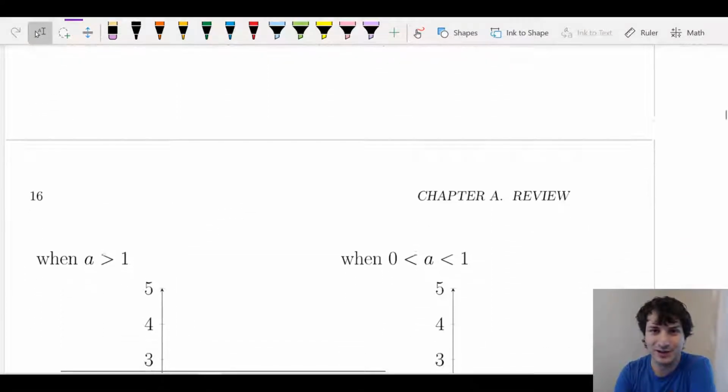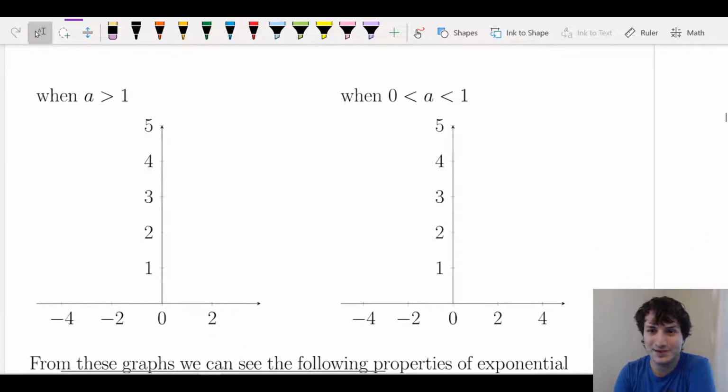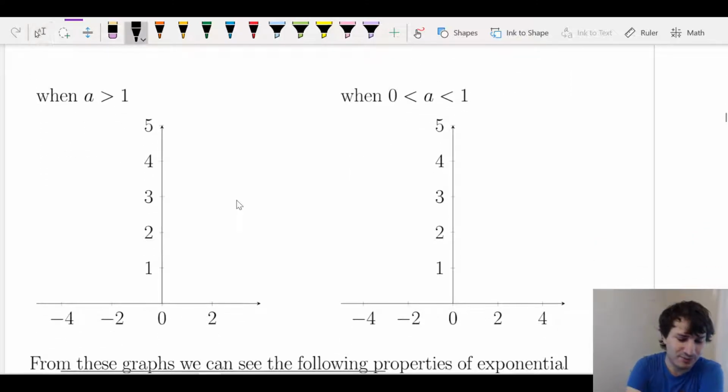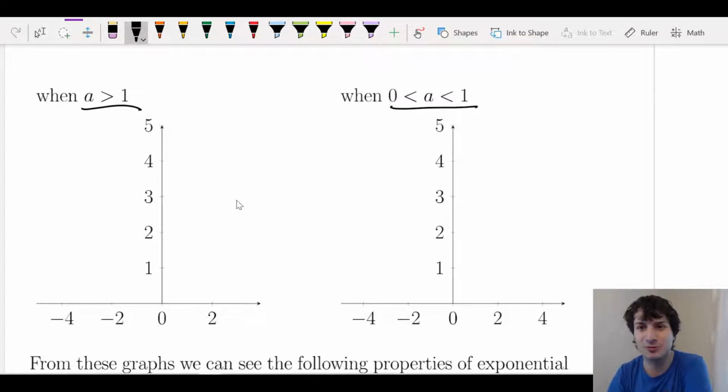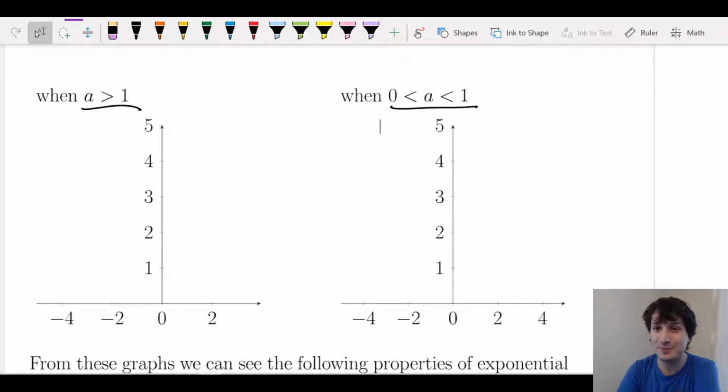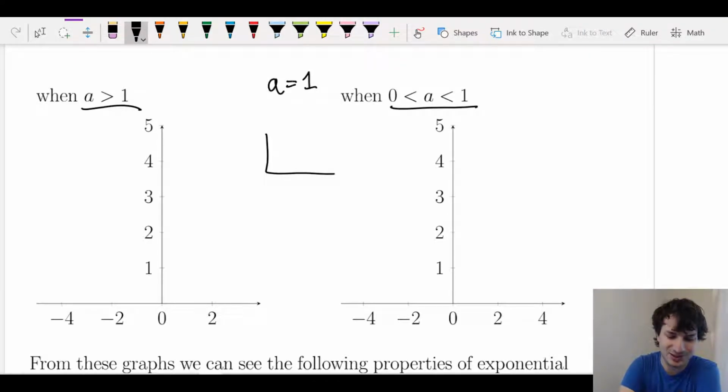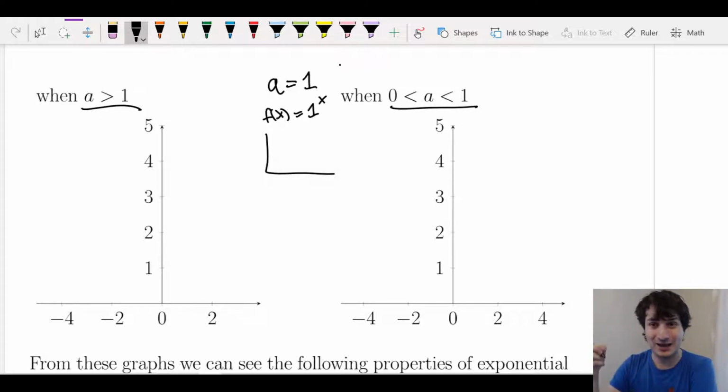So what does the graph look like? There are two possible things that it could look like. One happens when you have a base that is bigger than 1, and one happens when you have a base that is between 0 and 1. Let's go back to Desmos and flip between these. Maybe it's worth doing a special case first. If you do a equals 1, what does that look like? That's the function f of x is 1 to the power x. That's a boring function. 1 to any power is always 1.